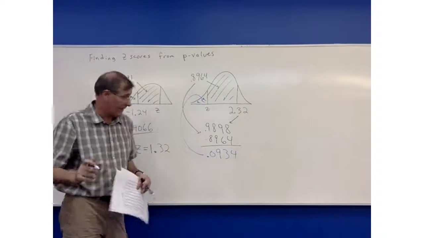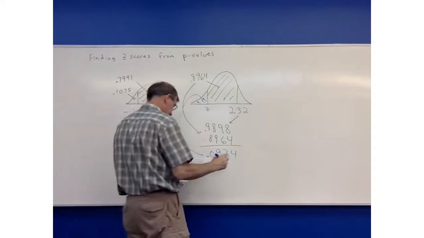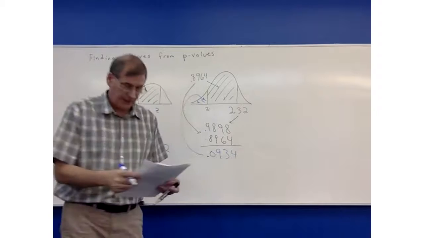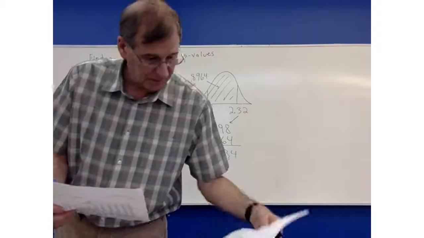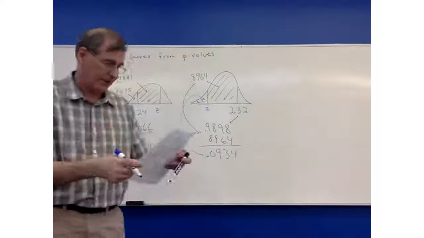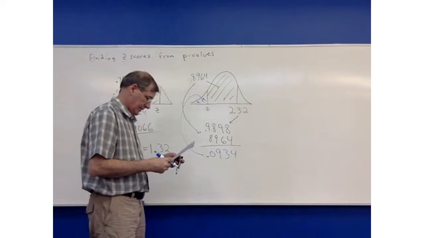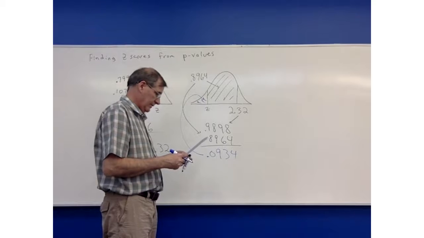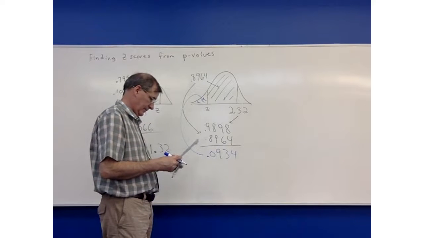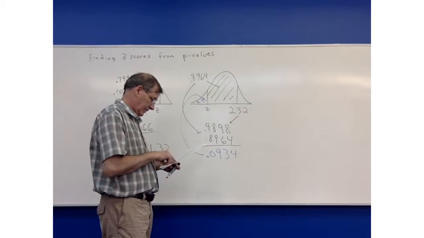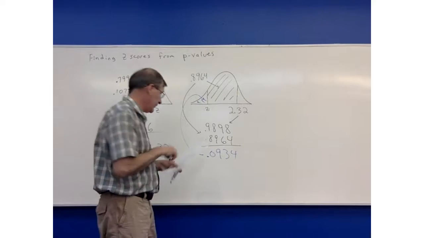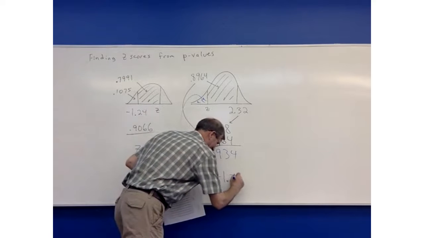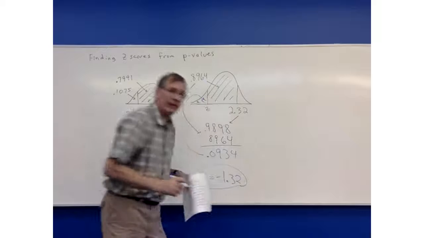So now if we look that up on the table, 0.0934, I haven't looked it up, I will find it, 0.0909. Negative 1.32. That's what we get for that.